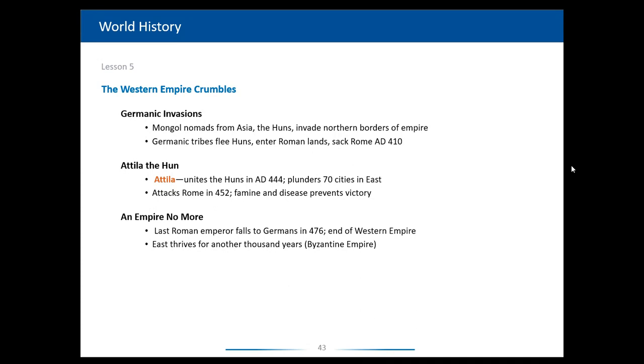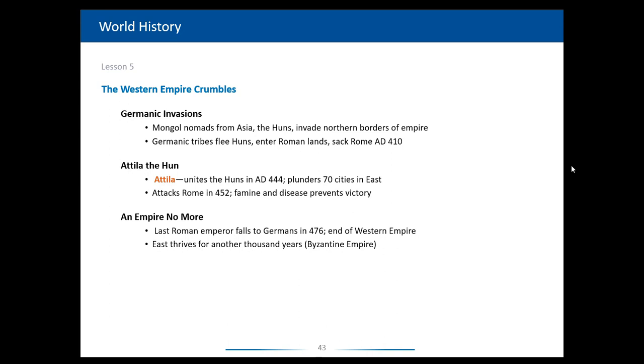They're going west because remember, China has the Great Wall. They have cut off the area of the northern part of China so that the Mongols cannot attack from the north, and they need food. There's not a lot of food in that area. Okay, so they're moving west to find food, and they're attacking. As they're attacking west, the Germanic tribes are fleeing the Huns and they enter the Roman lands and they sack Rome in 410 AD.